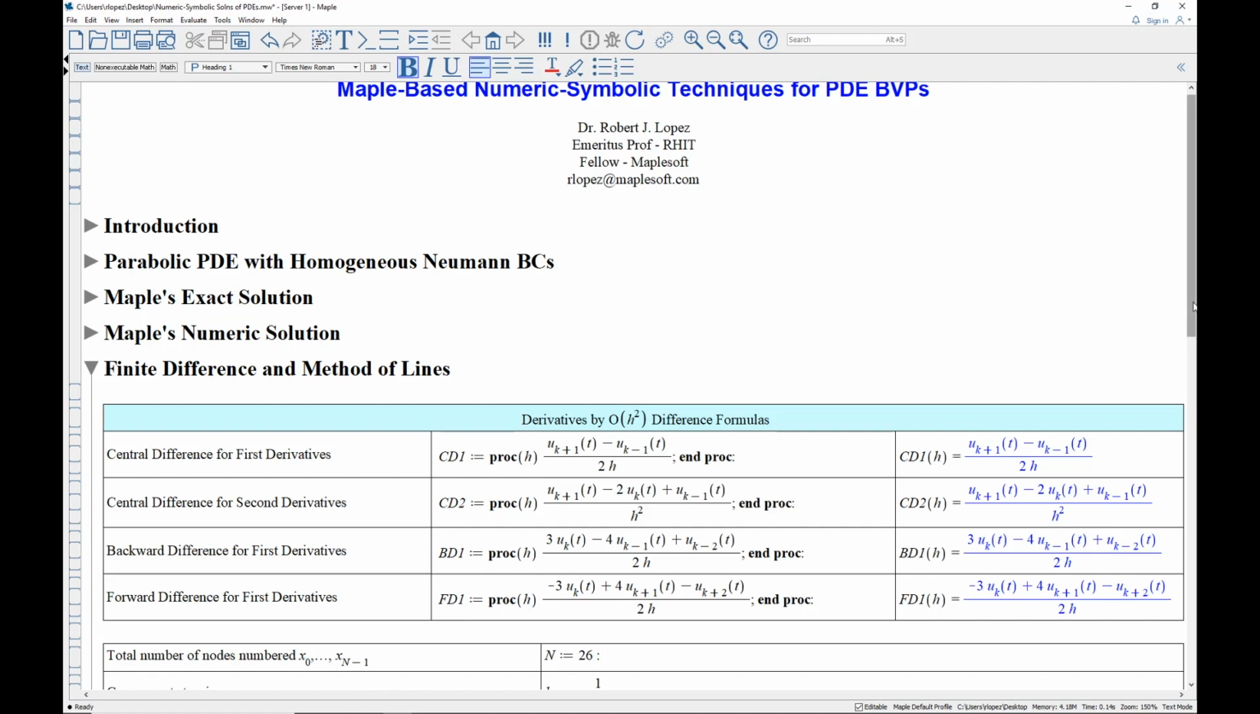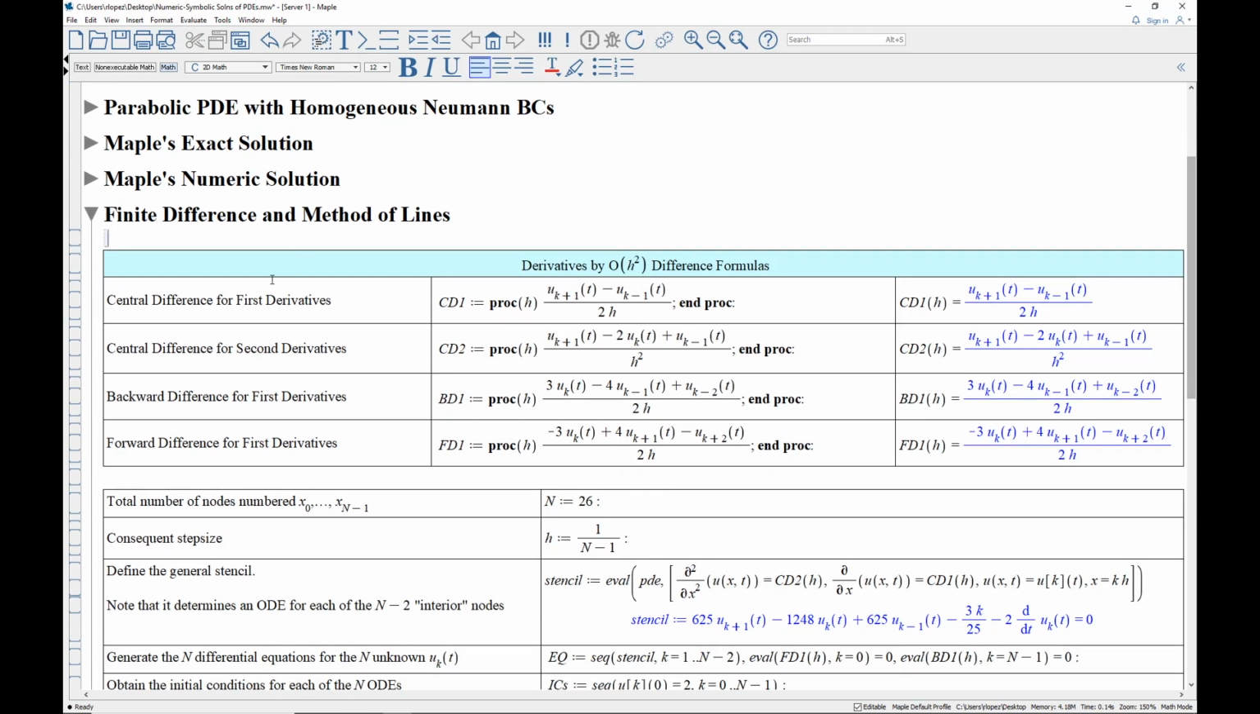All right, so here are the expressions for central differences, first derivatives, second derivatives, and backward and forward differences. The error is O of h squared in all cases for the first derivatives here. This is what the expressions look like. Here I've evaluated them so you can see how the output appears.